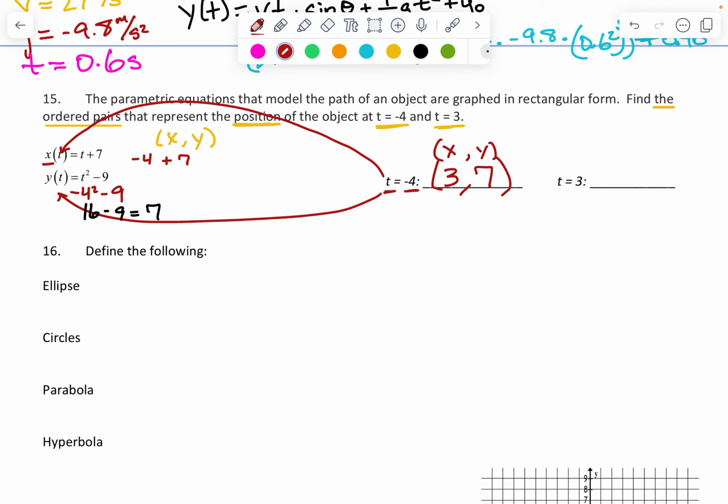For the next one, we need at time equals 3 an X and a Y. So we plug in 3 as the t. 3 plus 7 is 10. Then we plug the 3 in here: 3 squared is 9, and 9 minus 9 is 0. So we have our two ordered pairs. At time equals -4, we're at (3, 7), and at time equals 3, we're at (10, 0).